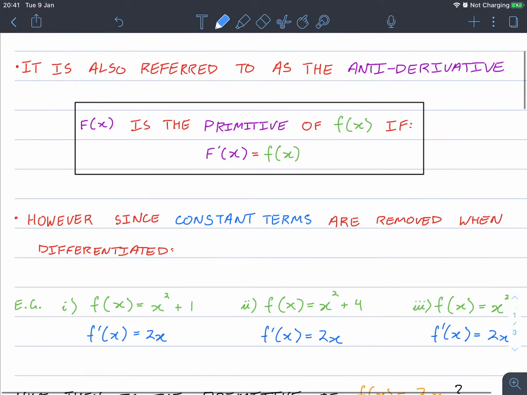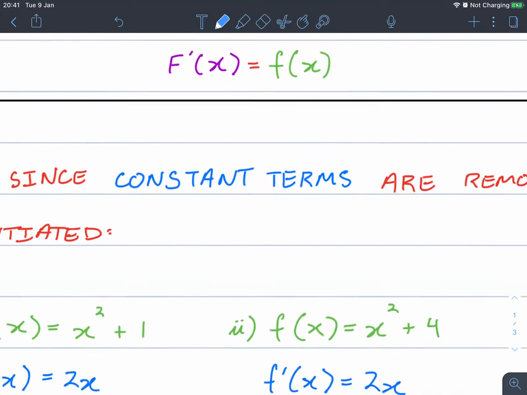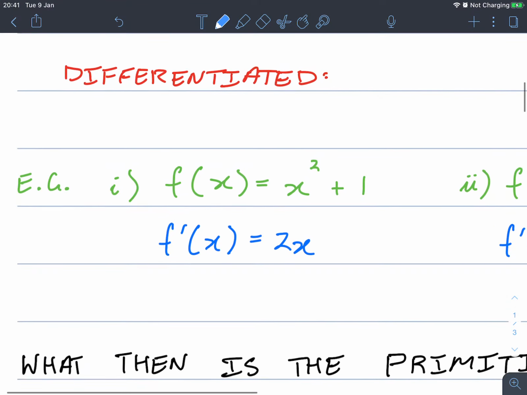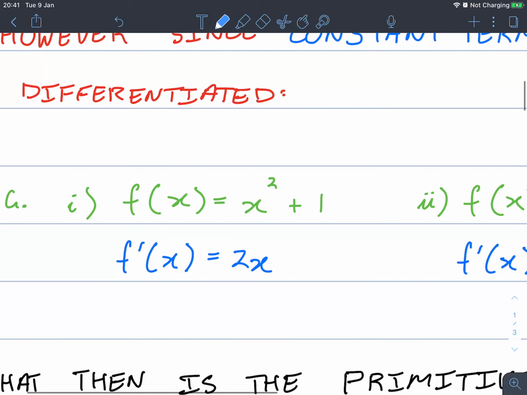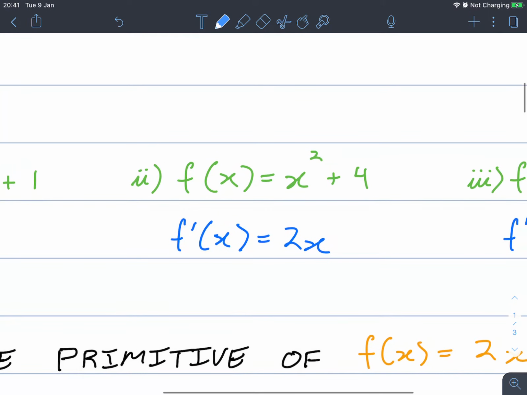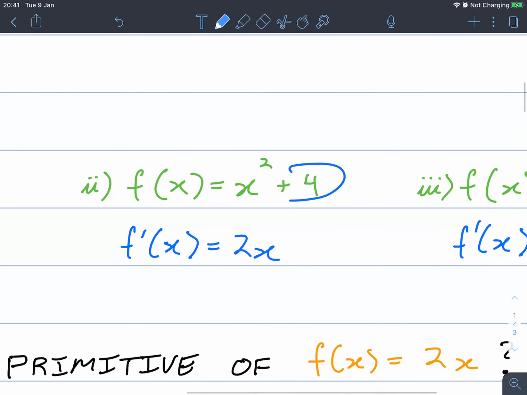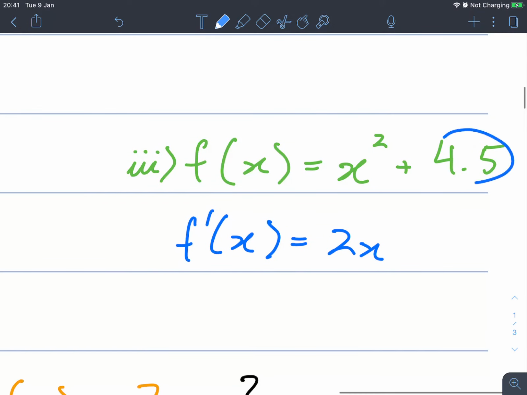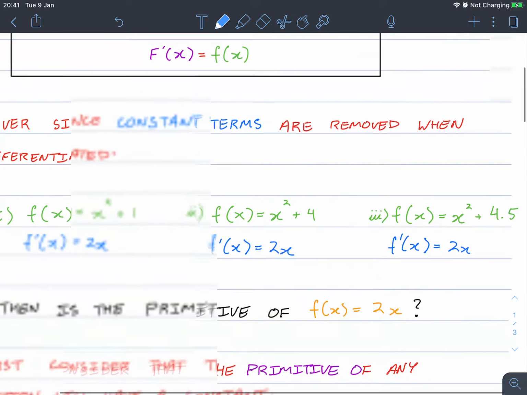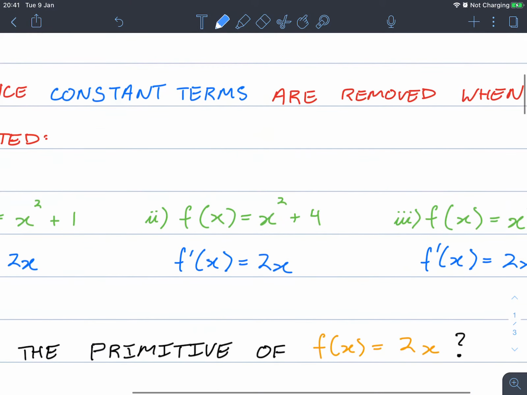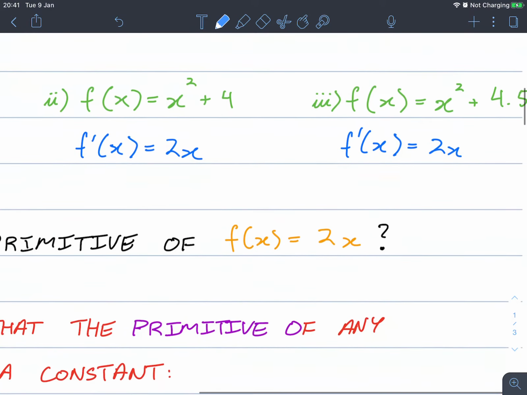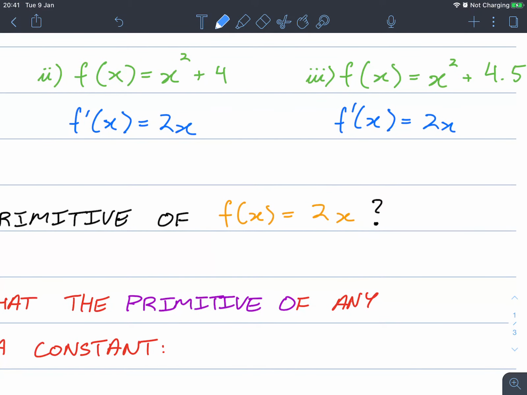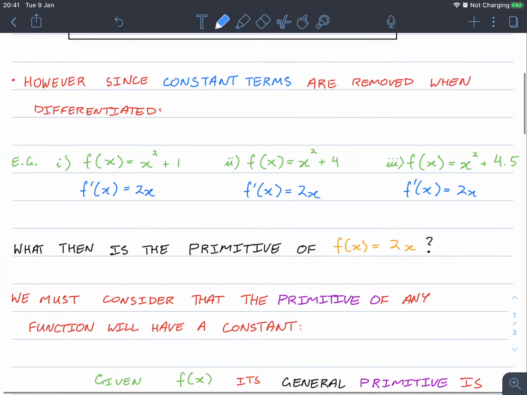However, since constant terms are removed when differentiated, let's consider this. If we differentiate f of x, the 1 goes away. If we differentiate f of x in this case, the 4 goes away. And if we differentiate this one, the 4.5 also goes away. If that's the case, what is the primitive of f of x equals 2x?